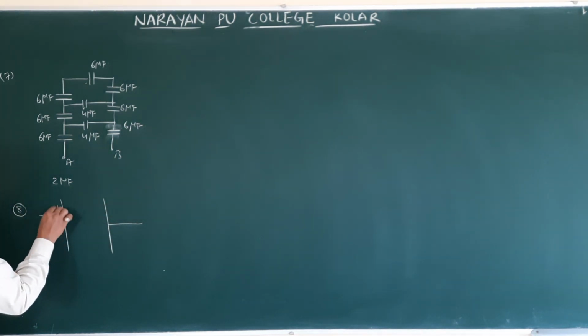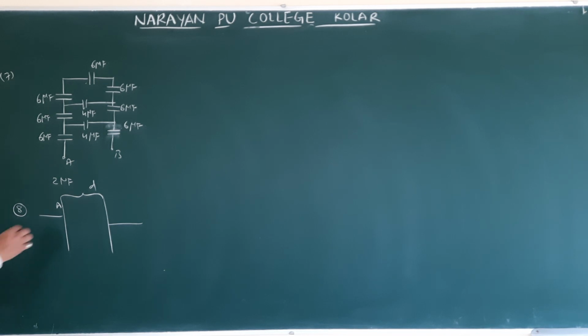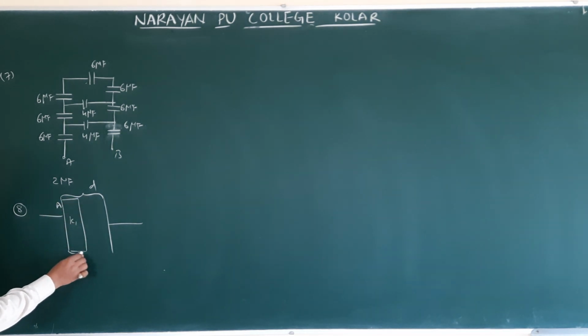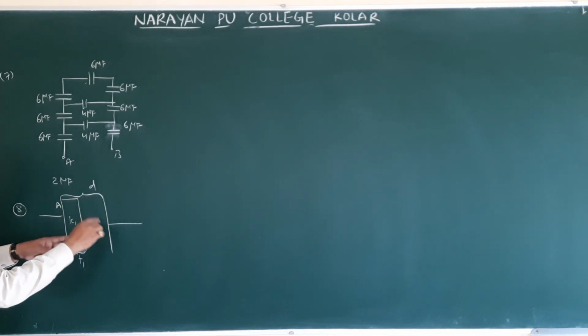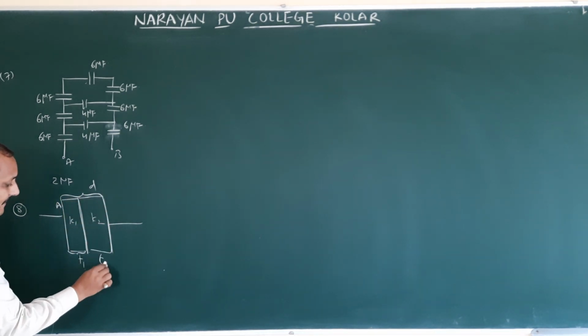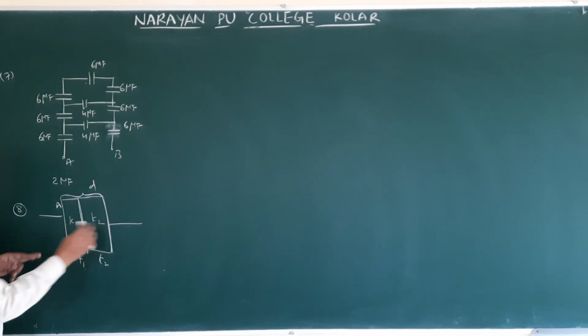So this is a capacitor of plate area A. Separation is D. Between the plates, a plate of thickness T1 and dielectric constant K1 is placed somewhere. Its thickness is T1. The remaining entire space is filled with K2, thickness is T2. Then what is the potential difference between these two terminals?